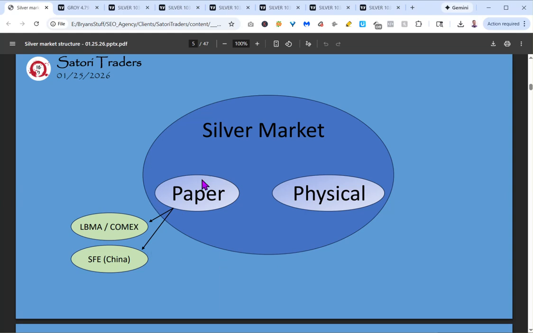The point in this slide is that now we've already made one bifurcation. So we're only talking about paper silver. Physical's a whole different story. And now we've got another layer, another nuance in the silver market, where we have to differentiate. Okay, are we talking about paper on the LBMA and COMEX, or are we talking about paper on the SFE? Because they're not the same thing.